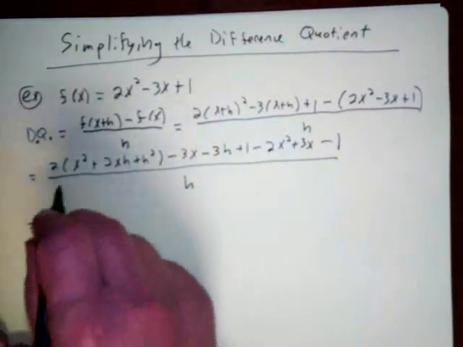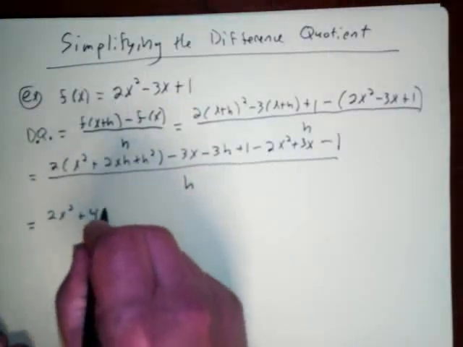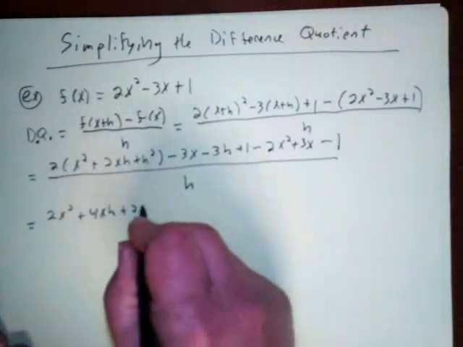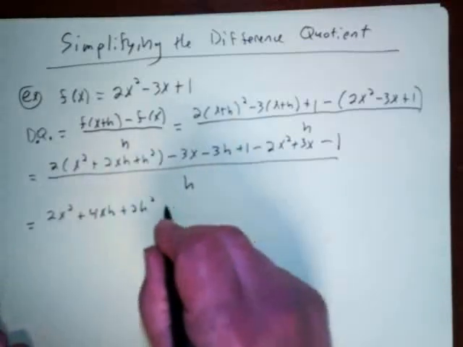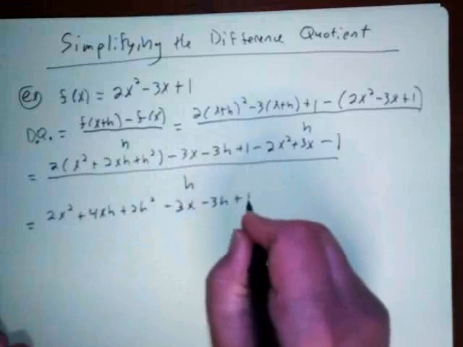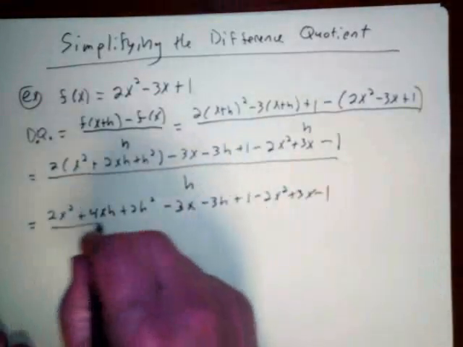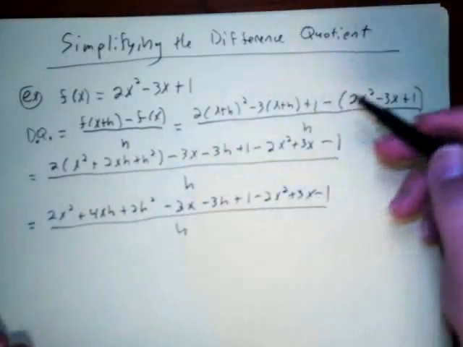Okay, now I can distribute the 2, so then I get 2x squared plus 4xh plus 2h squared minus 3x minus 3h plus 1 minus 2x squared plus 3x minus 1 all over h.